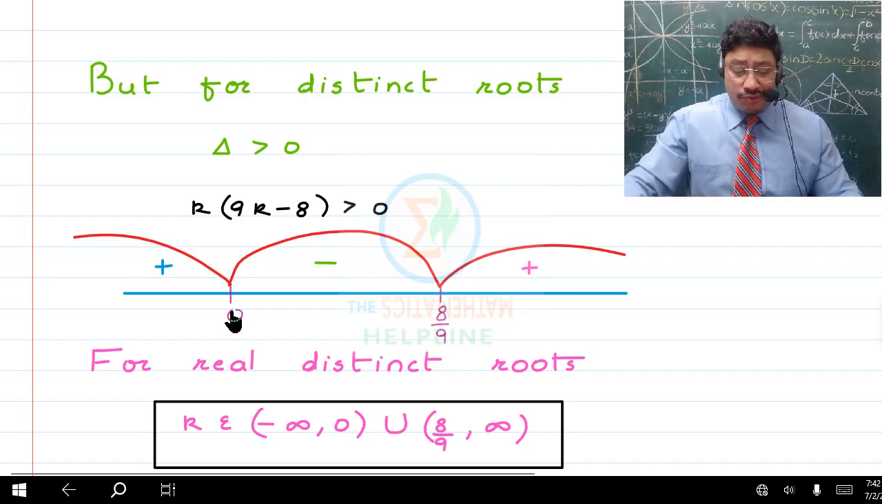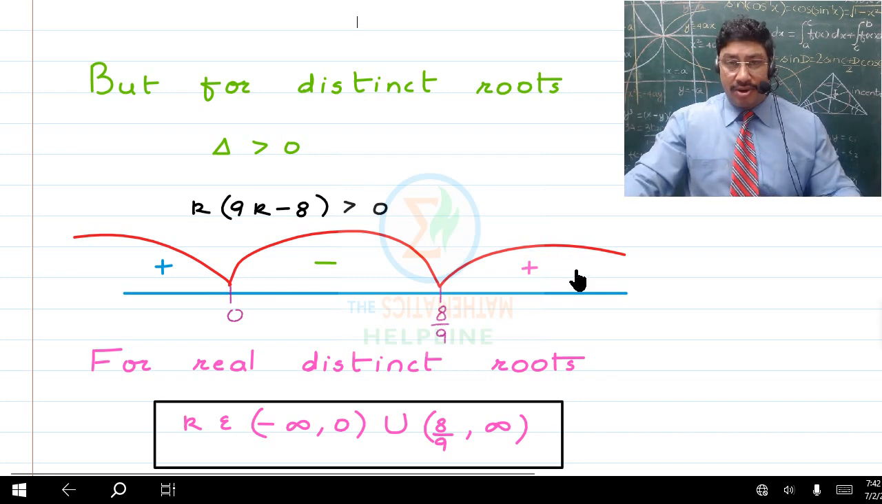Now children, to be able to find those portions where this inequality will be greater than 0 or positive, we now talk about 3 portions, right? One on the left hand side of 0, one on the right hand side of 0 and on the left hand side of 8 upon 9. That means between 0 and 8 upon 9, right? Not including both of these, as there's no equal to sign here, remember. And the portion which is beyond 8 upon 9, right?